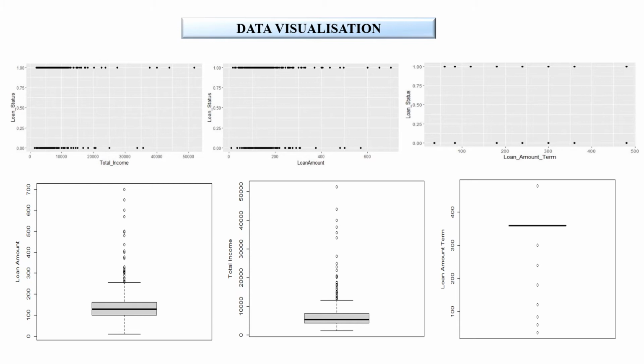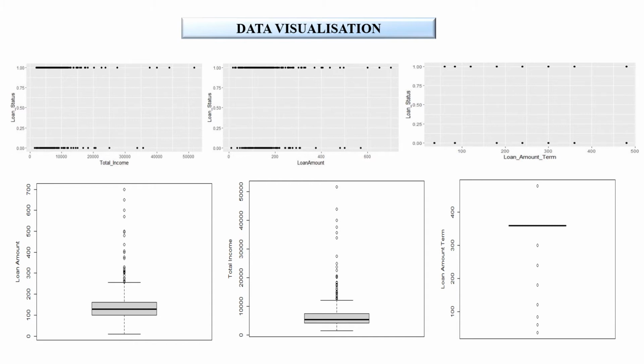Next, for loan amount, the approval rate is almost similar for lower loan amounts. But as the loan amount increases, the approval rate is very high. In the case of loan amount term, the loan status is pretty much the same. From the summary statistics of the integer variables, we can see that mean values are lying far from maximum values.